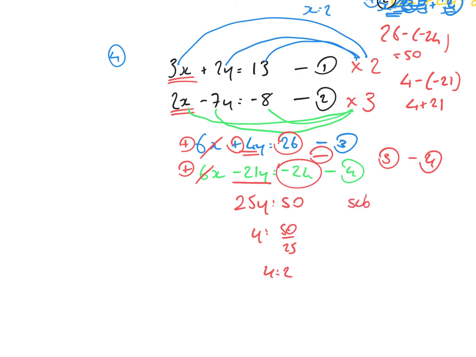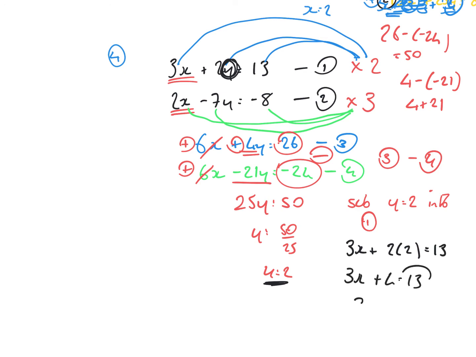I'm now going to sub y equals 2 into one of the equations. This time I'm going to choose equation 1. So in equation 1, where I see y, I replace it with 2. 3x plus 2 lots of 2 is equal to 13. 3x plus 4 equals 13. Bring the 4 off, take away. 3x equals 13, take away 4. 3x equals 9. x equals 9 over 3, and x is equal to 3.